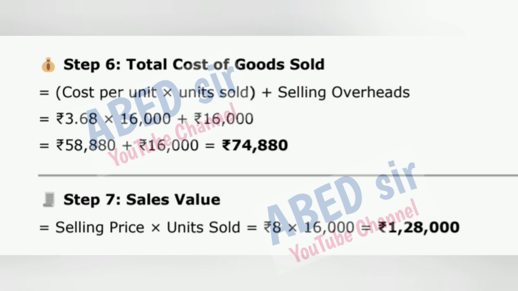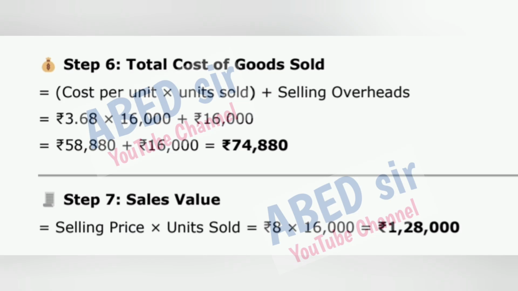Step 6. Total cost of goods sold equals cost per unit times units sold plus selling overheads, equals 3 rupees and 68 paise times 16,000 plus 16,000 rupees, equals 58,880 rupees plus 16,000 rupees, equals 74,880 rupees.